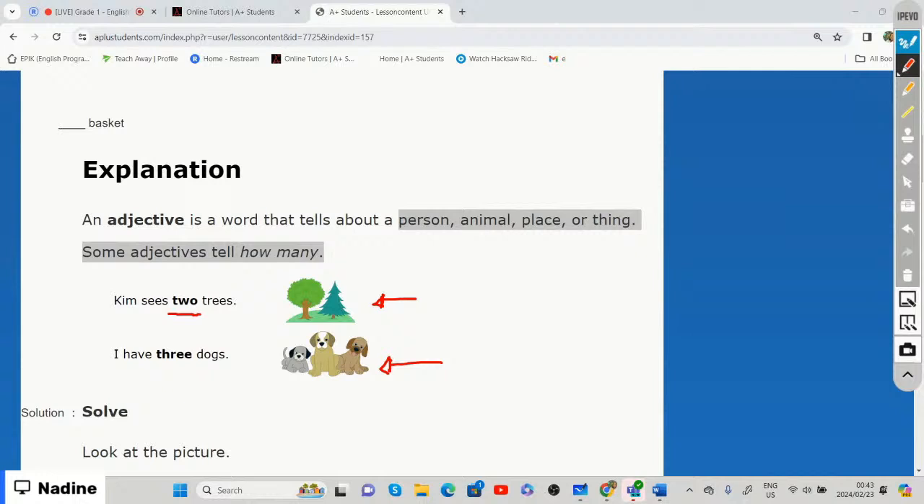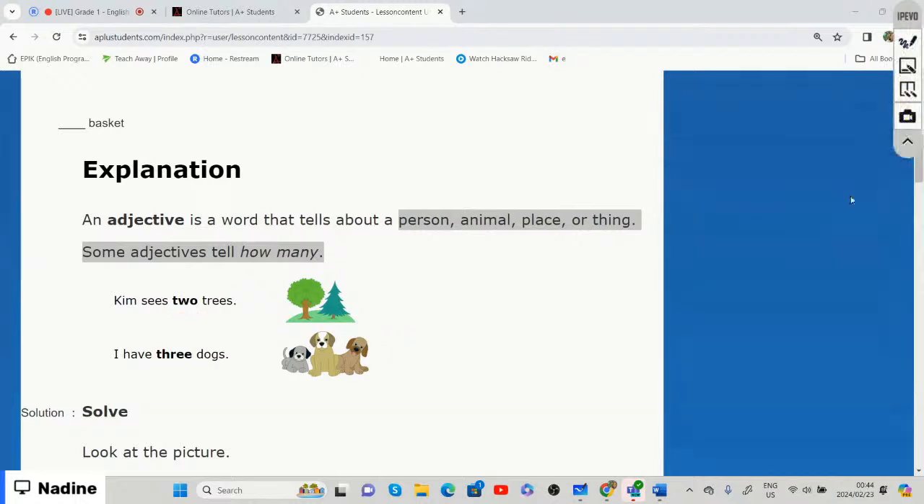And then I have three dogs. I have three dogs. How are they describing the dogs in number? How many dogs do they have? So we are saying I have three dogs, which means that our adjective is three, because they're telling us how many dogs there are, right?